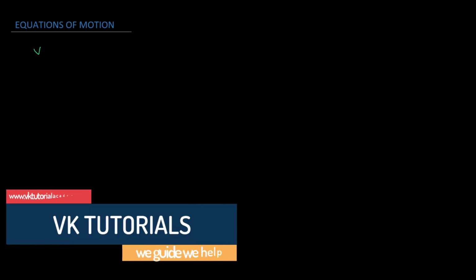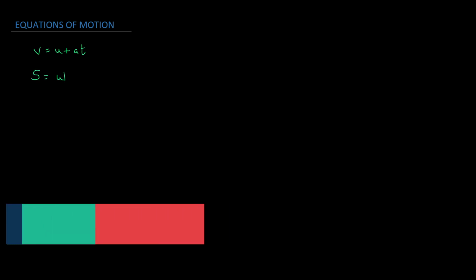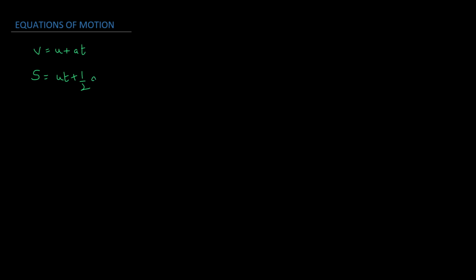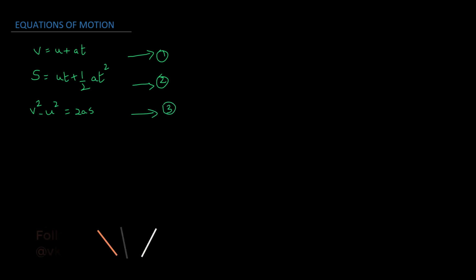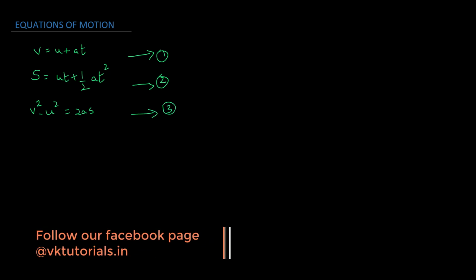The first one is v = u + at. The second is s = ut + half at square. And the third one is v square minus u square = 2as. Let us define each term from the following equations. This is our first equation, this is our second equation, and this is our third equation. Okay, let us define each term.